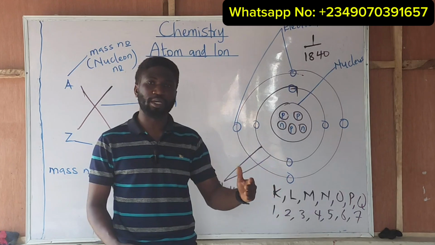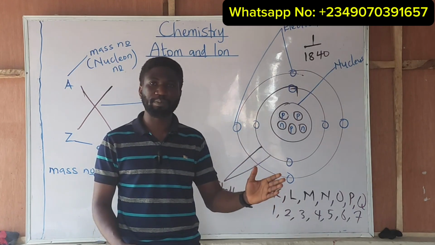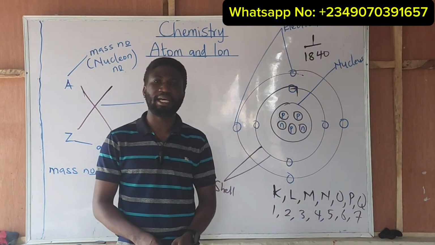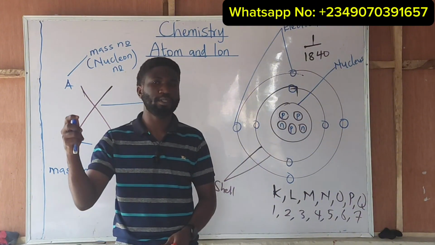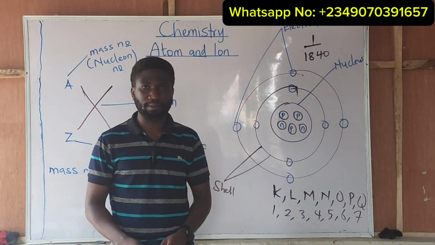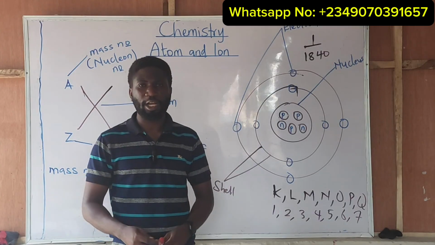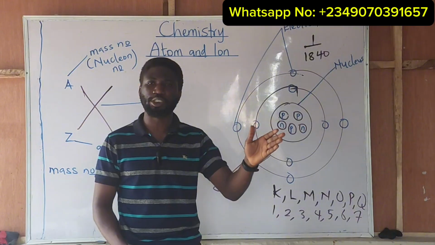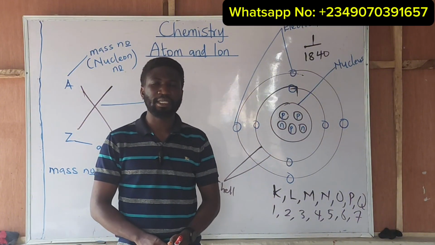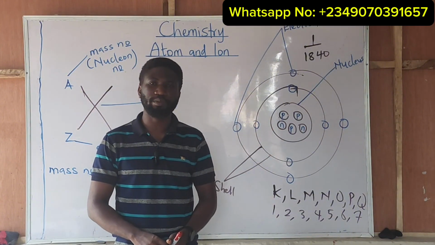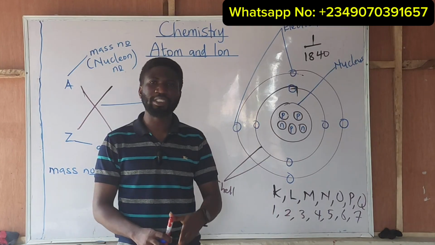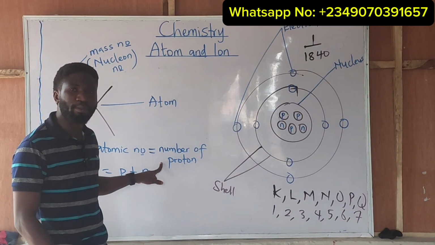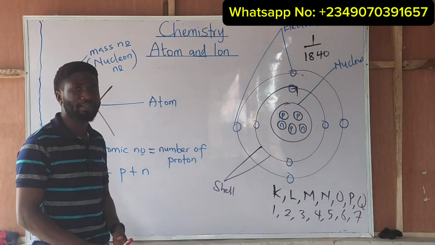So let's take for example now that of sodium. Sodium in the periodic table falls under position 11. So that means that the atomic number of sodium is 11. So let's pick aluminium. Aluminium in the periodic table falls under position 13. So that means that the atomic number of aluminium is 13. Also indicating that the proton number is also 13.